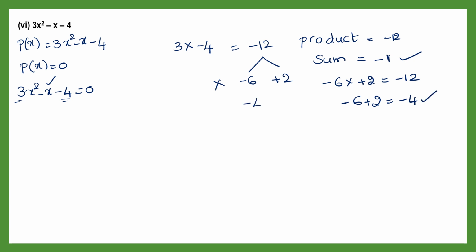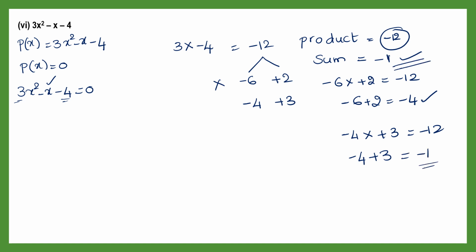Let's take minus 4 plus 3. Minus 4 into plus 3 is minus 12. So the product is okay. Now let's do the sum. Minus 4 plus 3 is minus 1. Here also it is minus 1. So the sum is also okay. Now the middle term should be written as minus 4x and plus 3x. So 3x square minus 4x plus 3x minus 4 is equal to 0.